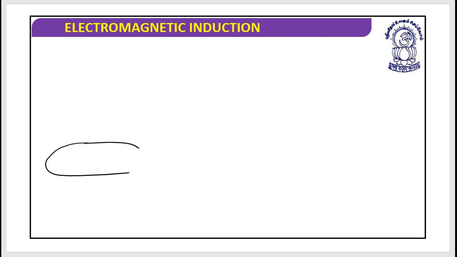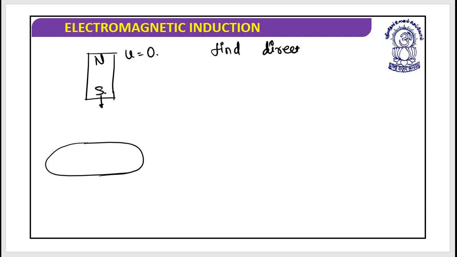Let's suppose a ring is there, and this is a bar magnet. This is, let's say, south pole, this is north pole, and I'm going to release this from here. It's a free fall kind of motion. u is equal to 0 and it is going to move in this direction. So the question is: find the direction of induced current in the given coil.